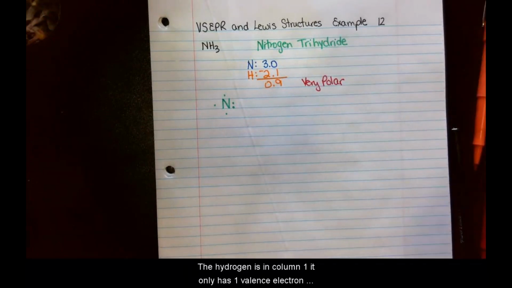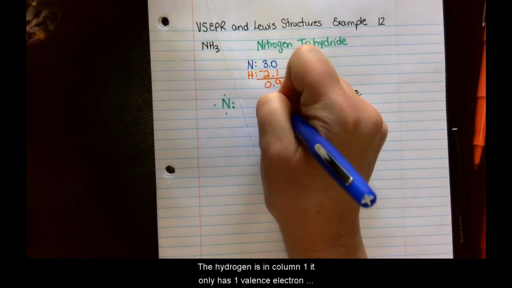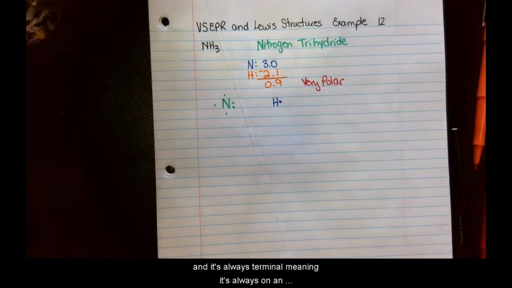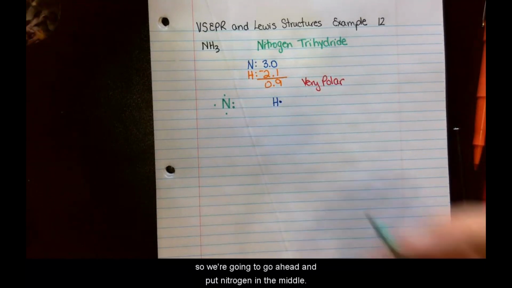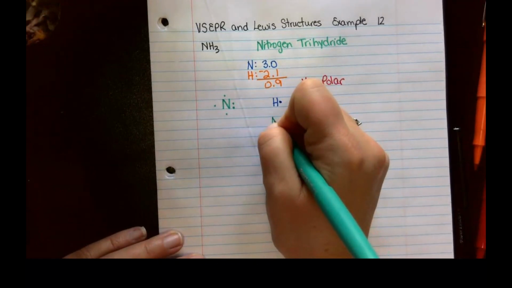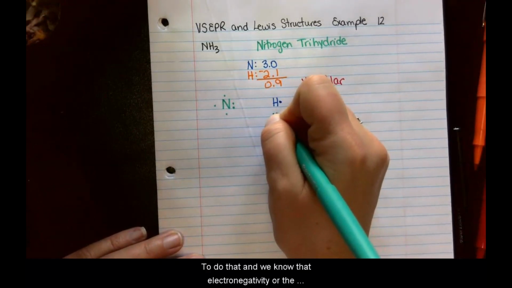The hydrogen is in column 1. It only has 1 valence electron, and it's always terminal, meaning it's always on an end. It can never be a central atom. It always has to be on the end. Remember, that's the same with column 17. So we're going to go ahead and put nitrogen in the middle. Don't forget to do that.